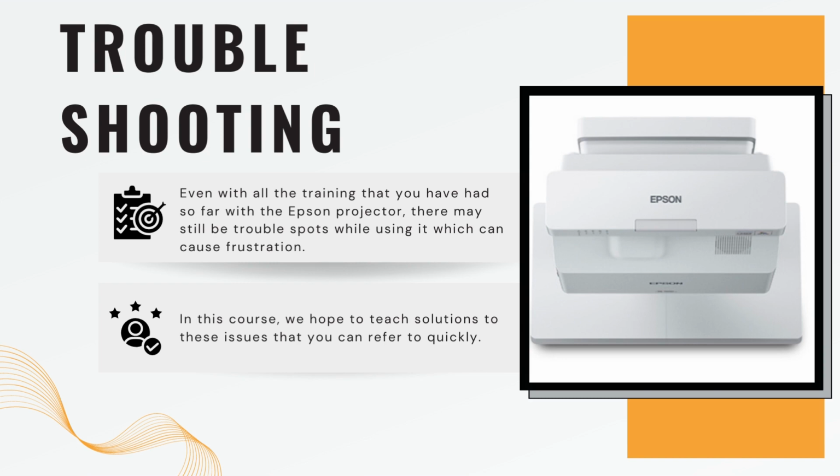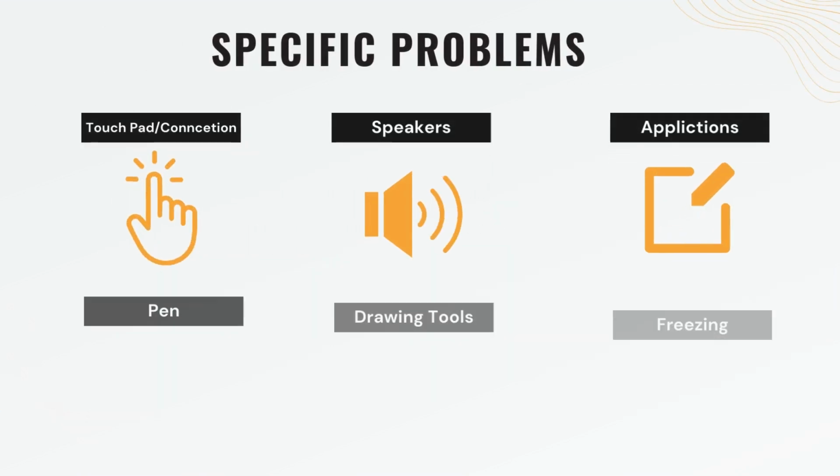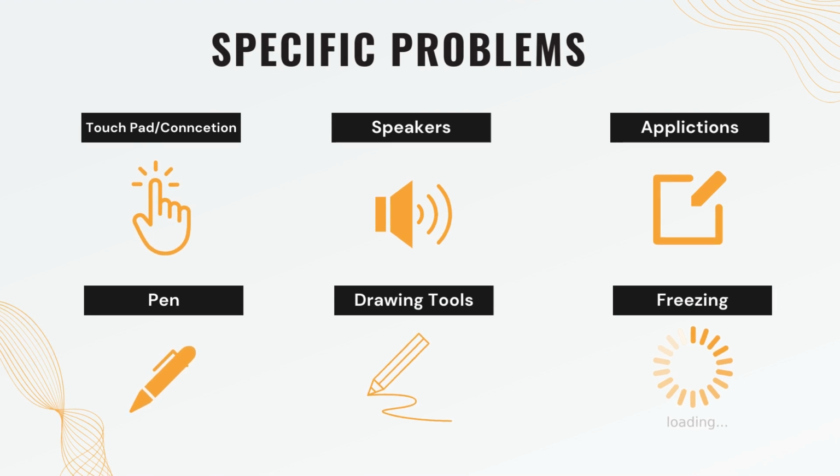So hopefully the training in the last 4 lessons will help you out a lot, but just with any other technology, there will unfortunately be some troubleshooting to do. So in this course, we hope to teach you solutions to these issues that you can refer to quickly. Some specific problems that are most common are touchpad connections, speakers, applications randomly opening, using the pen, drawing tools, and freezing.